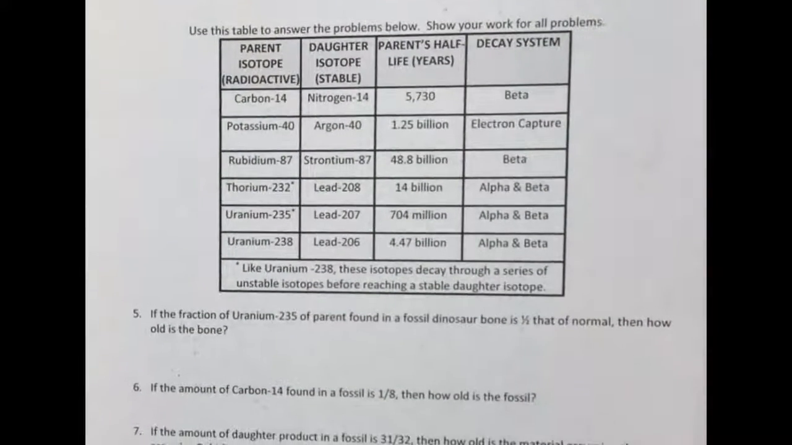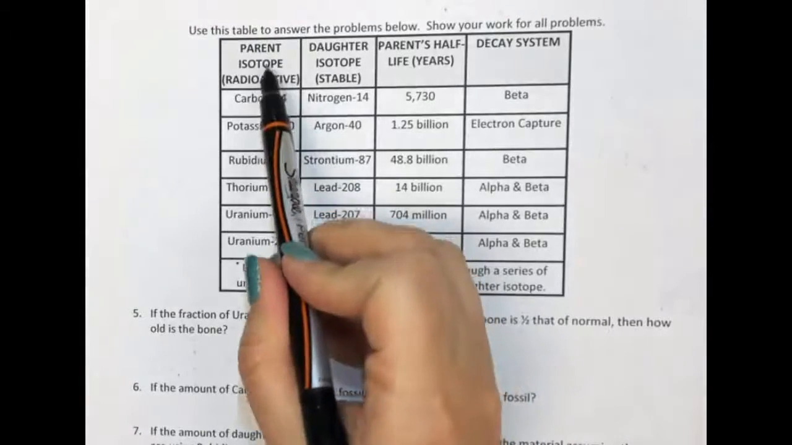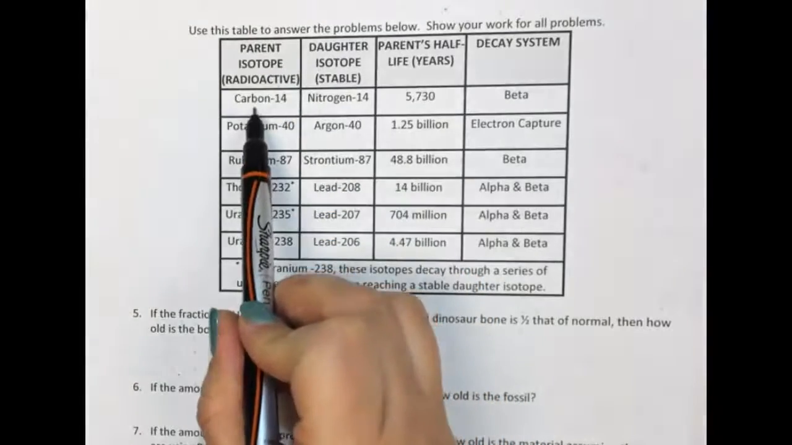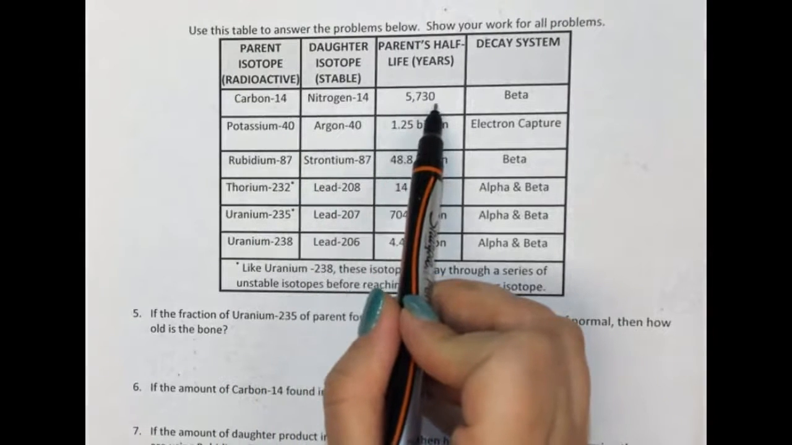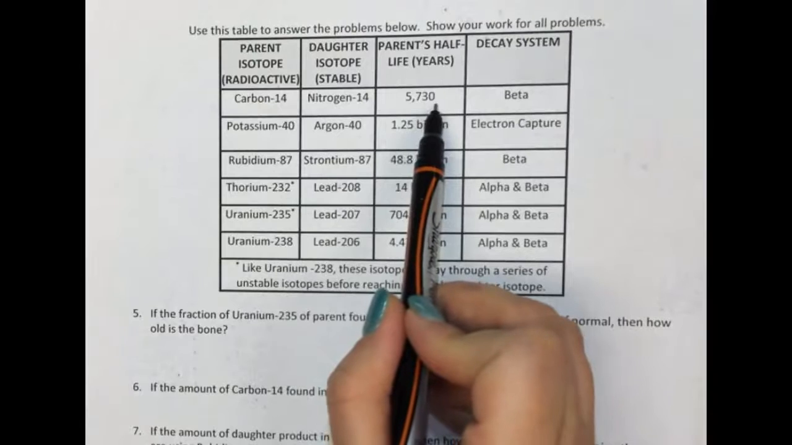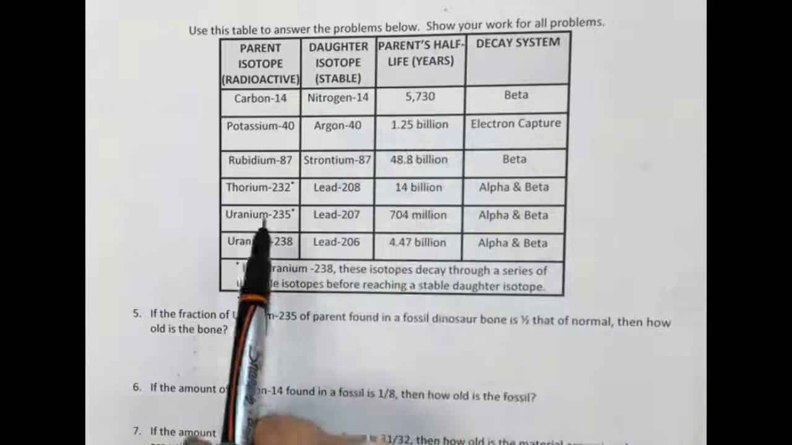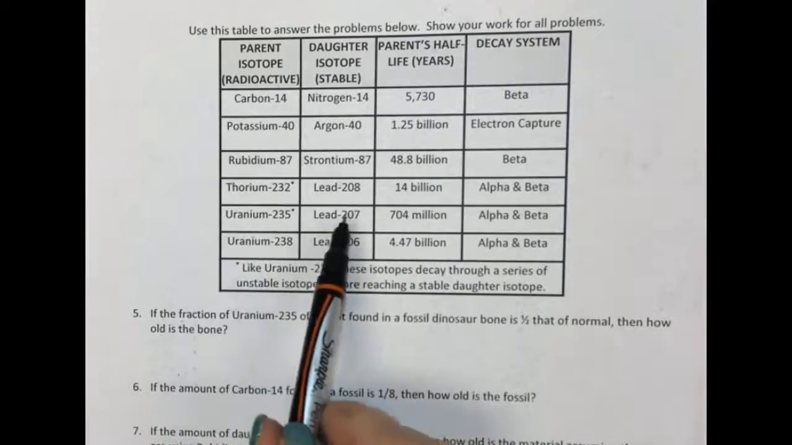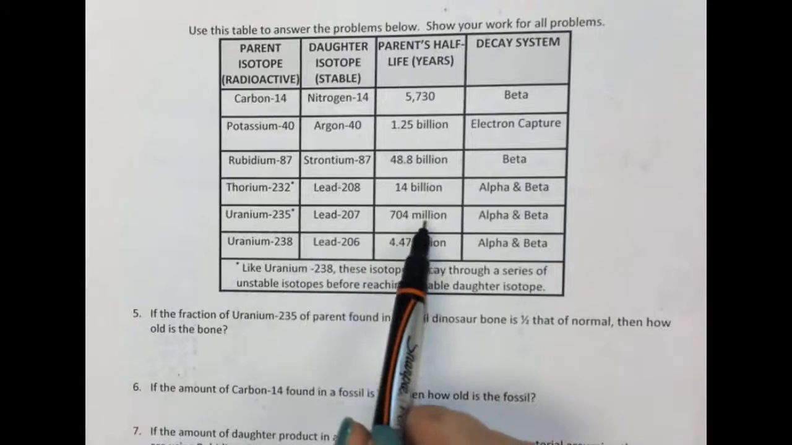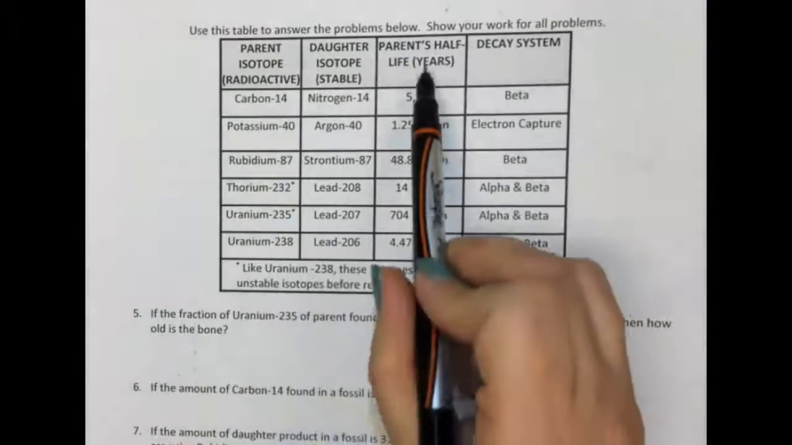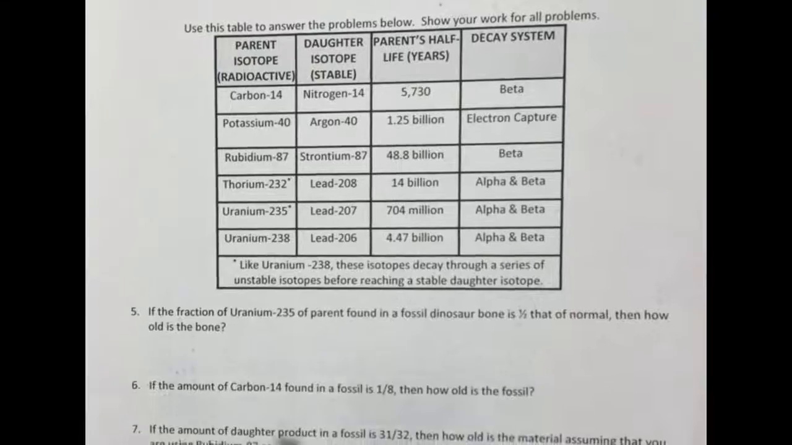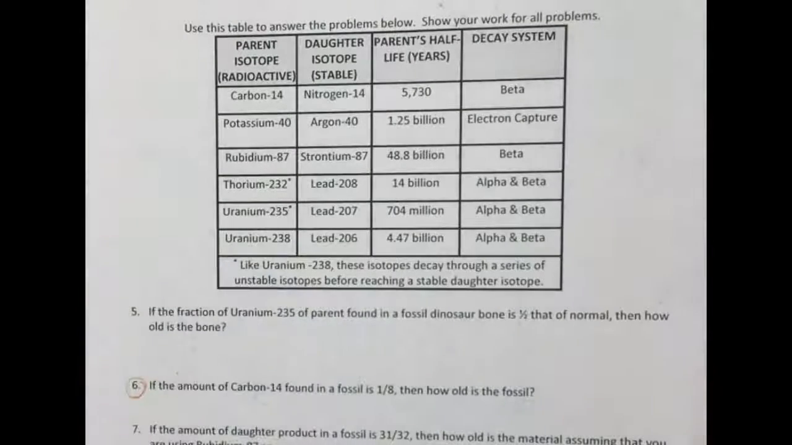On the back, there's a table for you to look at. Here's the parent, carbon-14, becomes nitrogen-14. It takes 5,730 years to go through one half-life. Uranium-235 becomes lead-207, half of it over 704 million years. So this is a chart. Here's your parents. Here's your length of a half-life. We are going to do number 6 together.